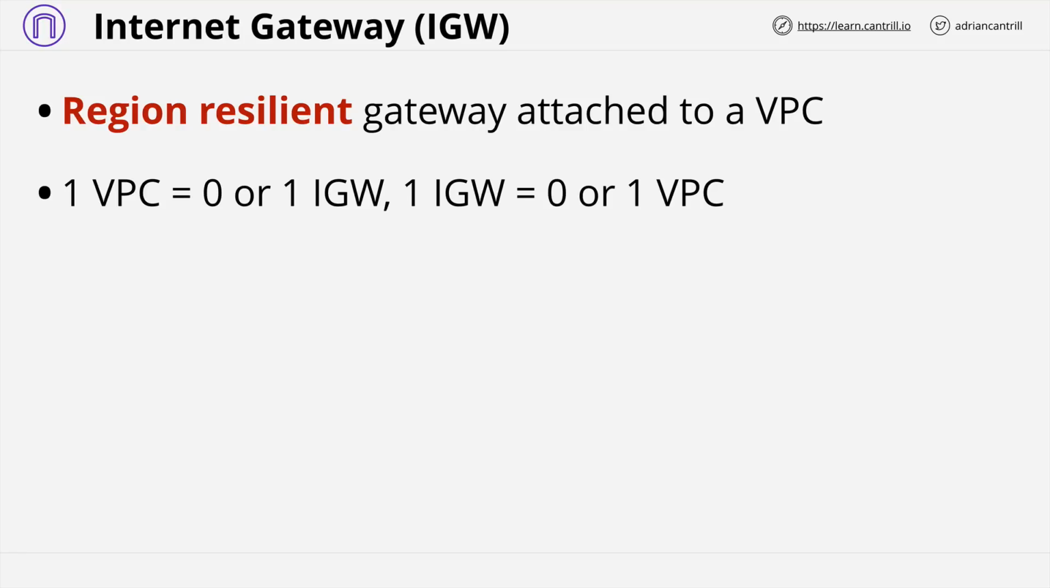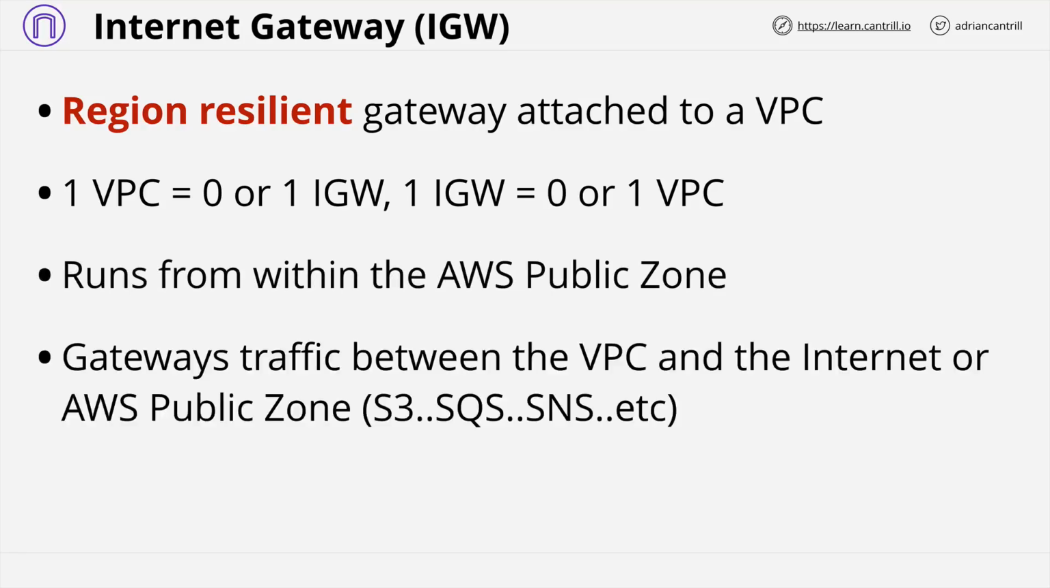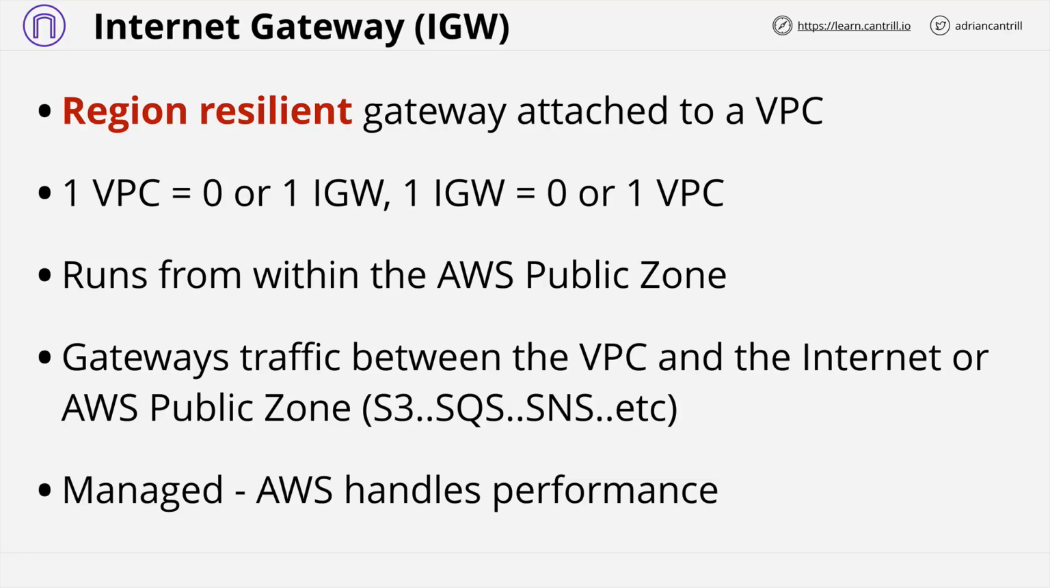Now, the internet gateway runs from the border of the VPC and the AWS public zone. It's what allows services inside a VPC which are allocated with public IP version 4 addresses or IP version 6 addresses to be reached from the internet and to connect to the AWS public zone or the internet. And of course, the AWS public zone is used if you're accessing S3, SQS, SNS, or any other AWS public services from your VPC. Now, it's a managed gateway, and so AWS handles the performance. From your perspective as an architect, it simply works.